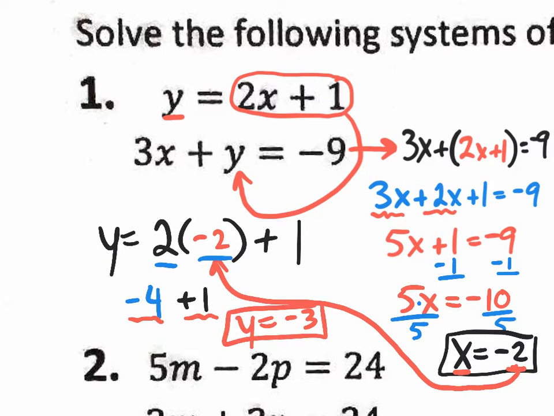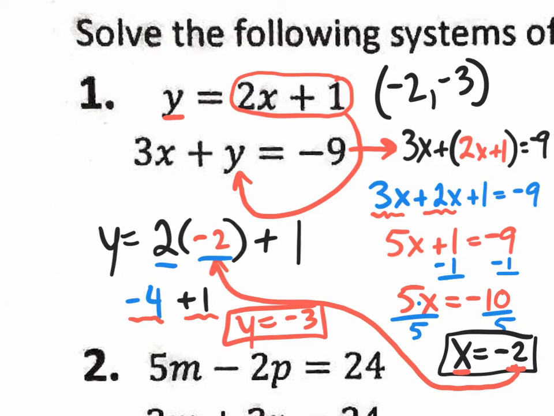So your answer to number 1, to the system, I forgot if they wrote the multiple choice answer as a coordinate or if they actually wrote it as x equals -2, y equals -3. I think they wrote it as a coordinate. So I'm going to write the answer as a coordinate. -2 for x and -3 for y.